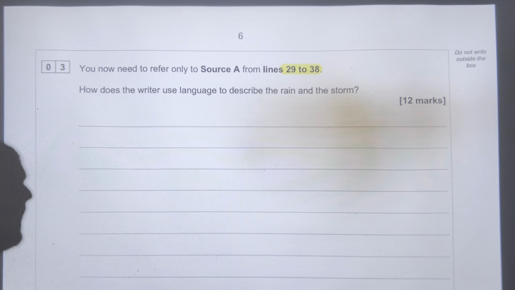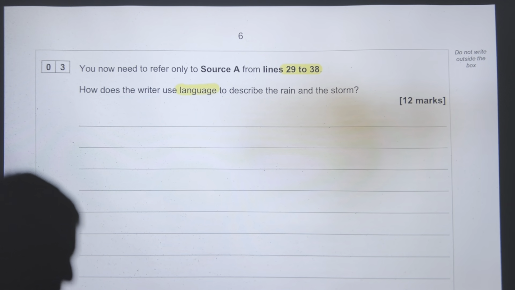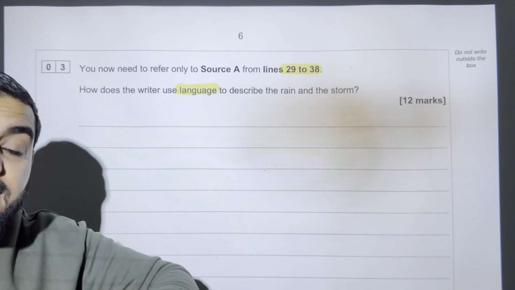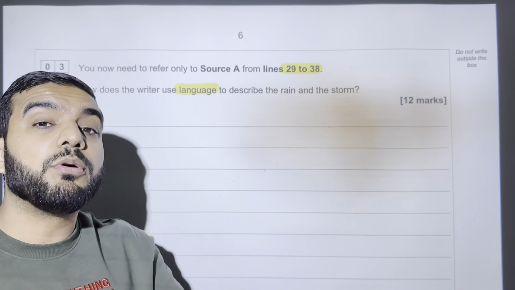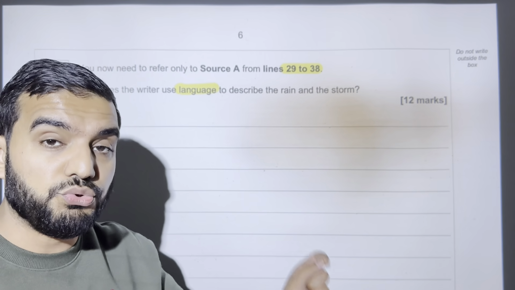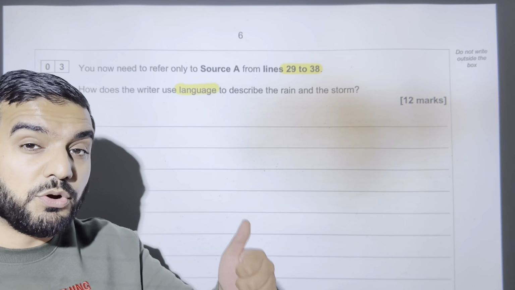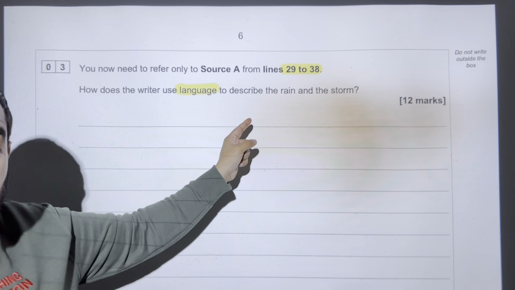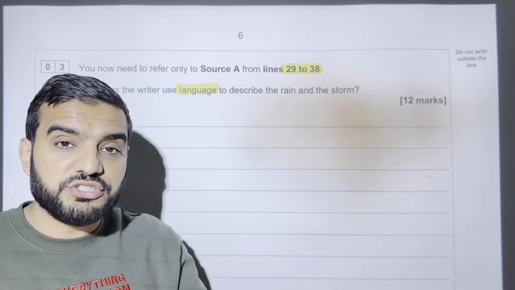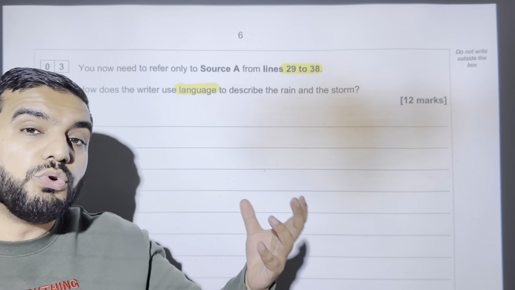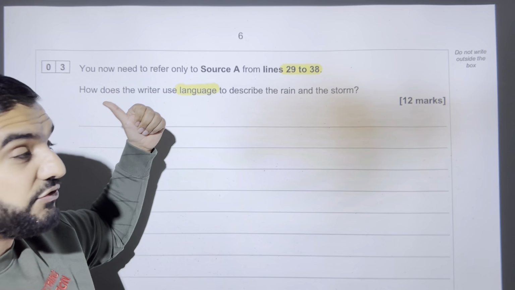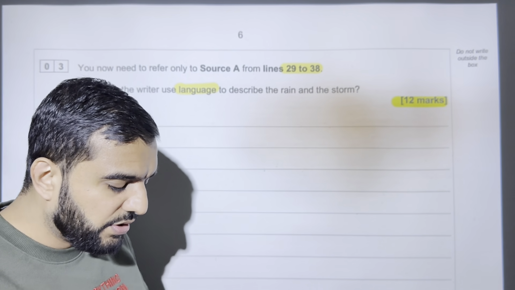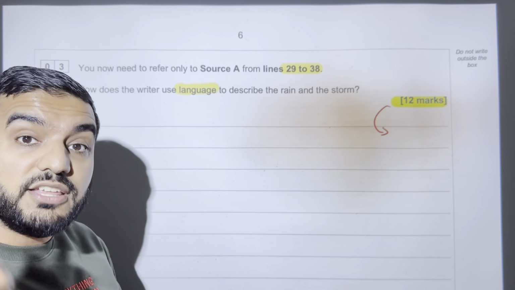And this question asks, how does the writer use language to describe the rain and the storm? This question is the exact same question as paper 1, question number 2. Both of the questions, paper 1, question 2, and paper 2, question 3, ask for the exact same thing. You must analyze language, similes, metaphors, verbs, nouns, to answer the question. So how does the writer use that stuff to describe the rain and the storm? But there's one glaring difference. This one is worth 12 marks, whereas the first one is worth 8 marks.